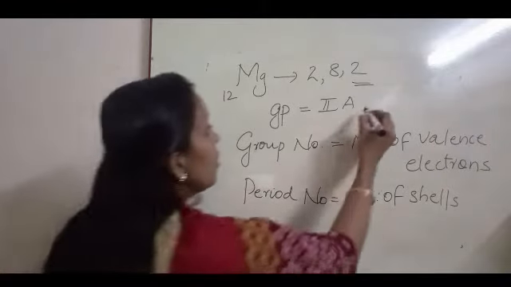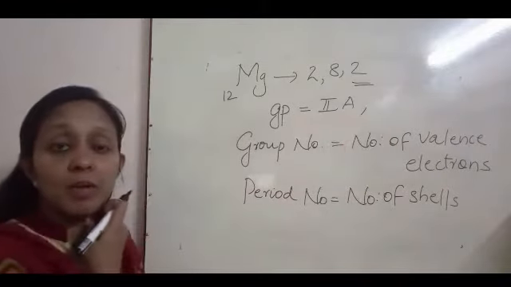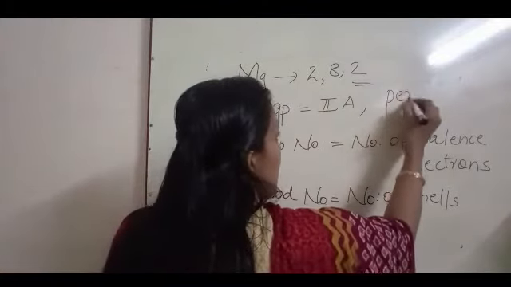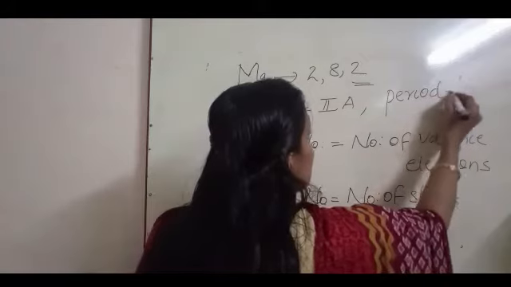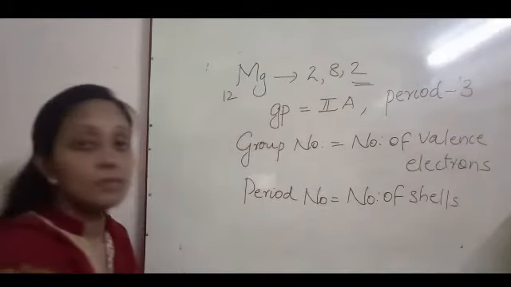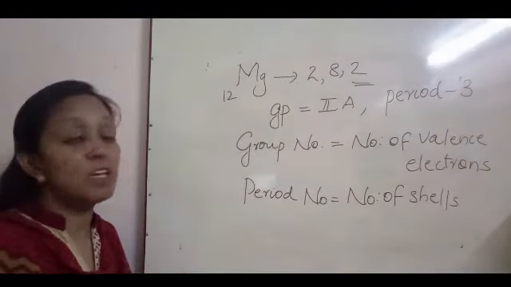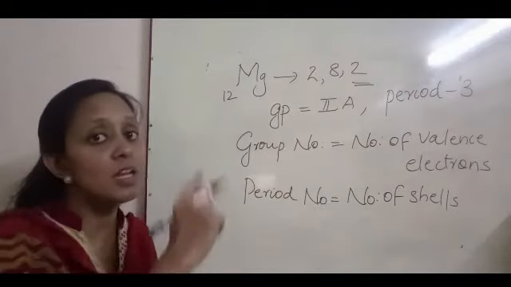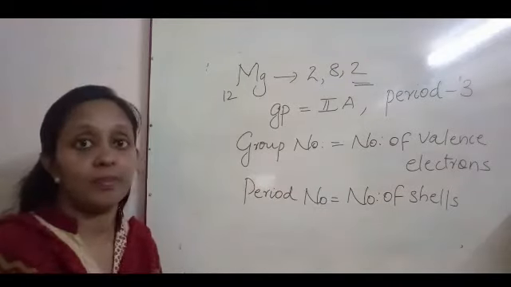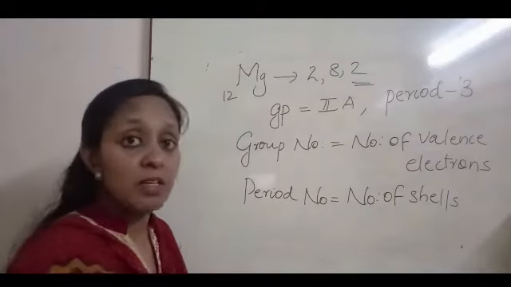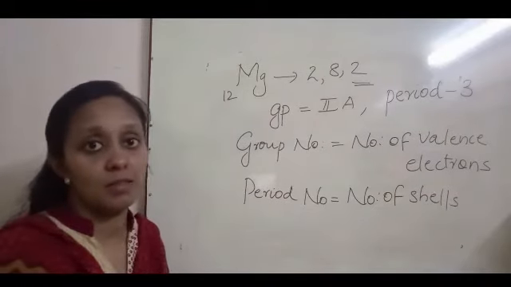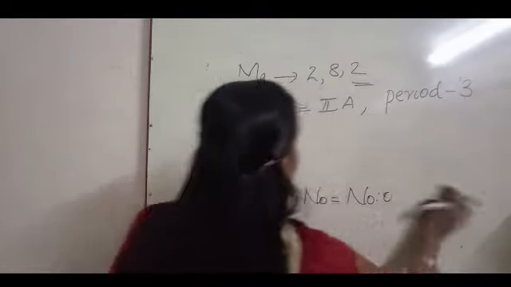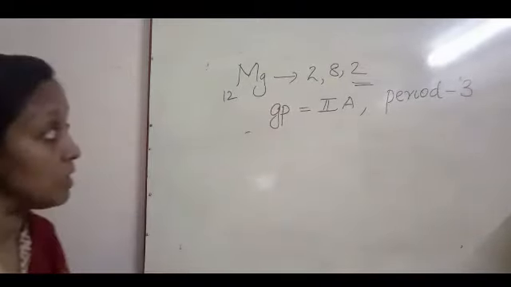Now, how many shells are used by magnesium to fill its electrons? 3 shells are used, and it is a member of period 3. Did you understand? When you represent group, you have to use Roman numerals along with A. If it is period number, you can use normal numbers. Have you followed? So it belongs to group number 2A and period number 3.